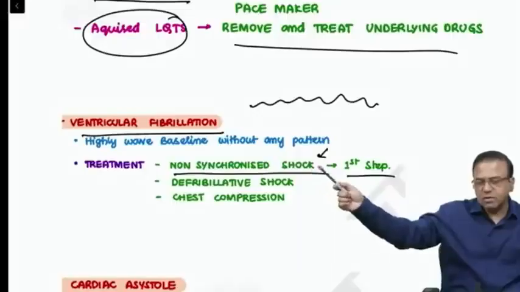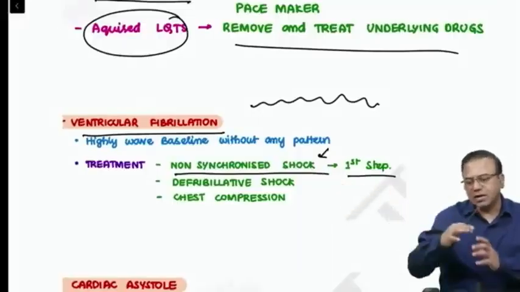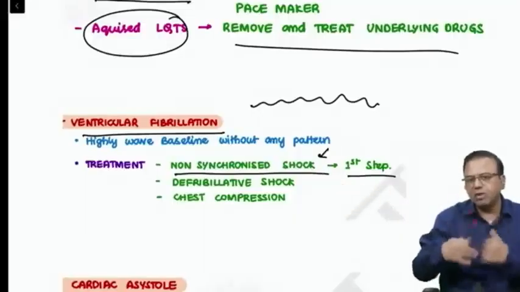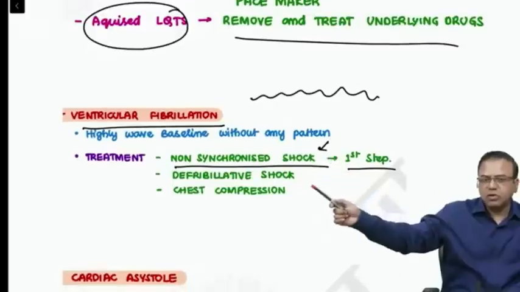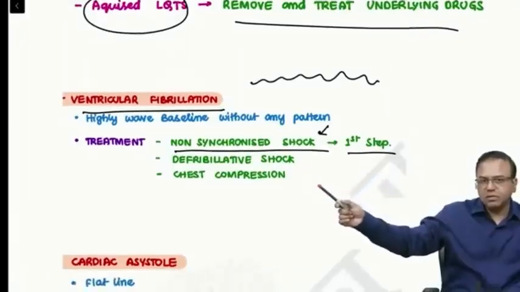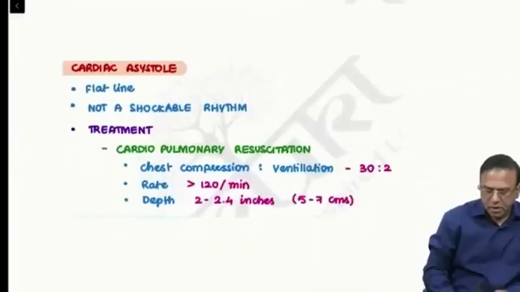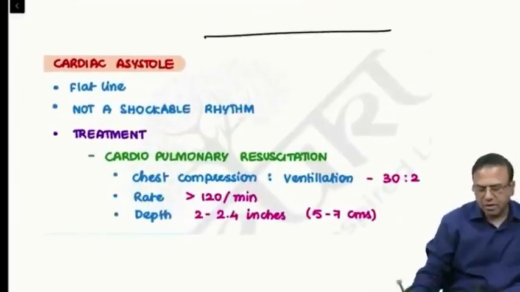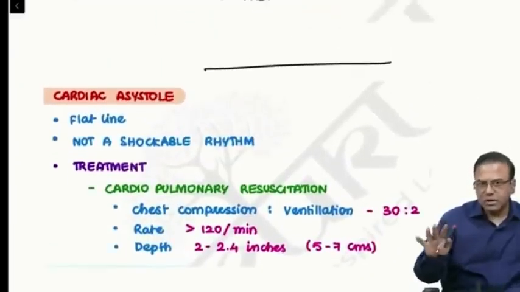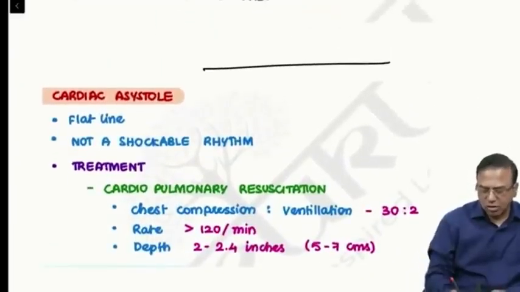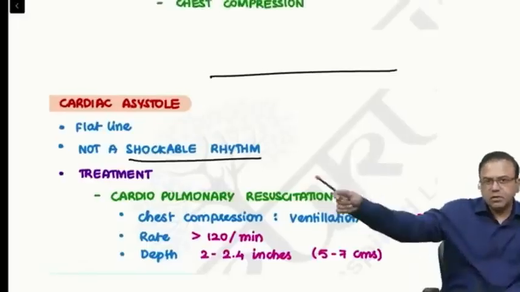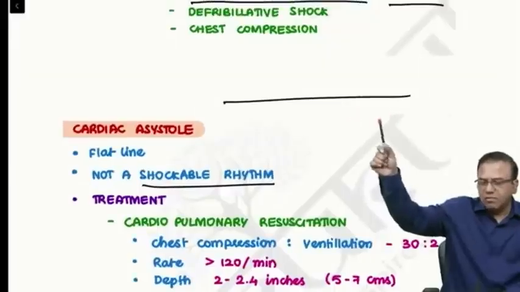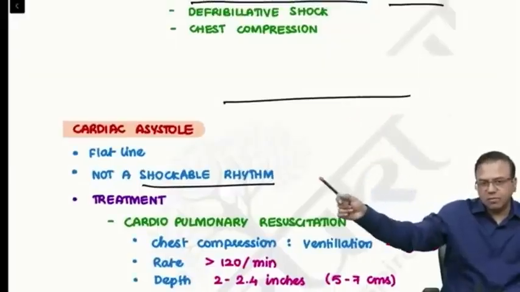The faster you administer the shock, the more likely the re-entries will go away and the normal conduction across the heart will start. So non-synchronized shock, that is defibrillation shock, should be given as early as possible in a patient with ventricular fibrillation. However, if you have a patient with a flat line, there is no re-entry inside, shock will not work. Shock only works for stopping the re-entries and homogenizing them. This is not a shockable rhythm. So when you have a flat line, do not administer shock for the patient.